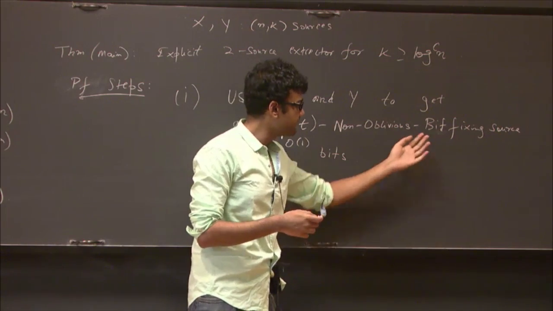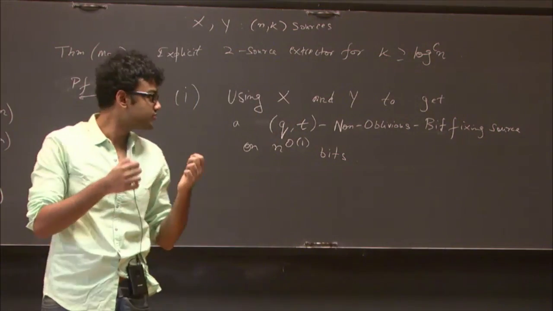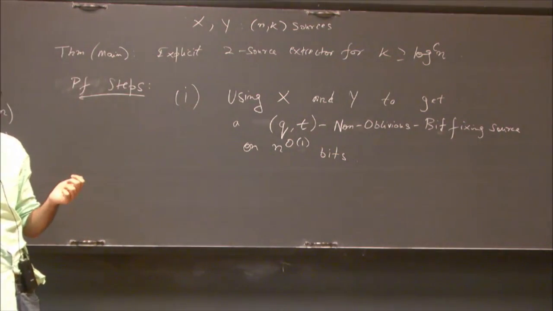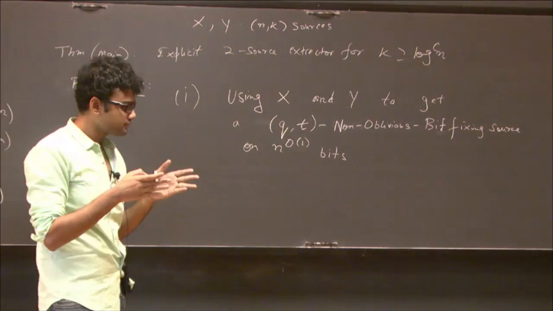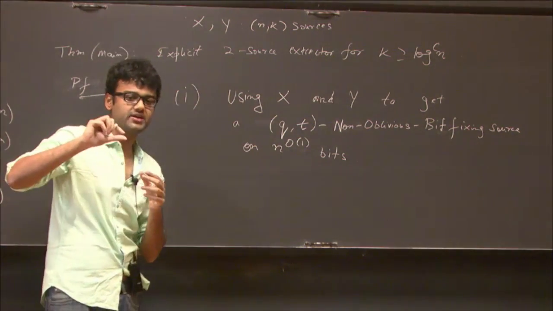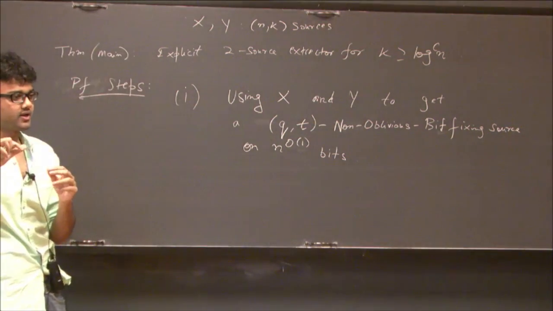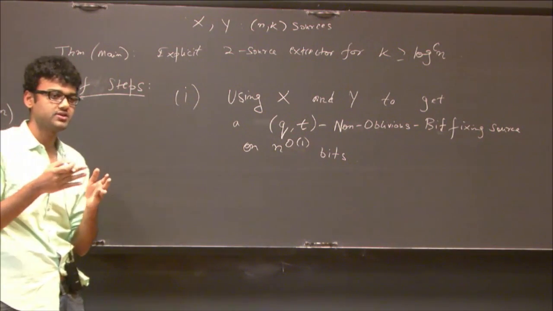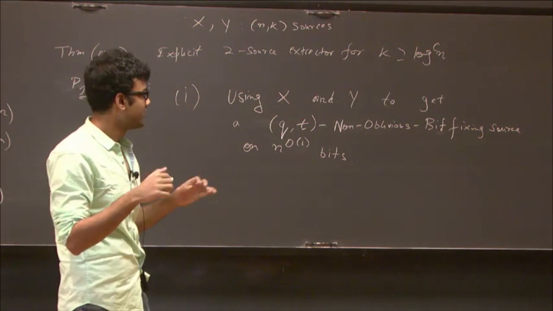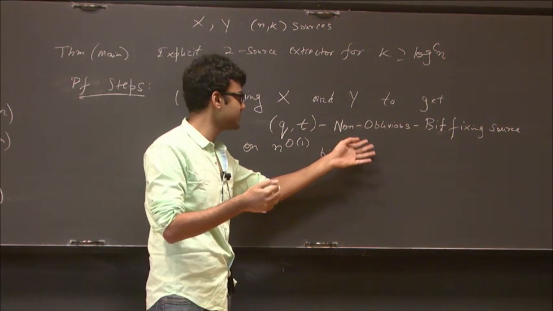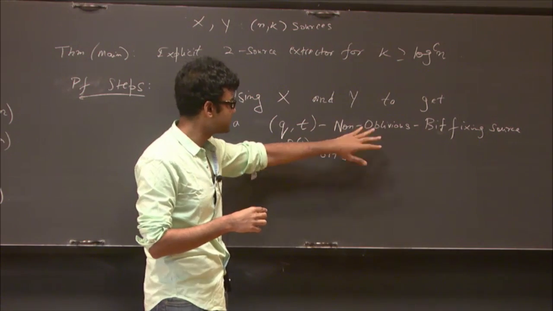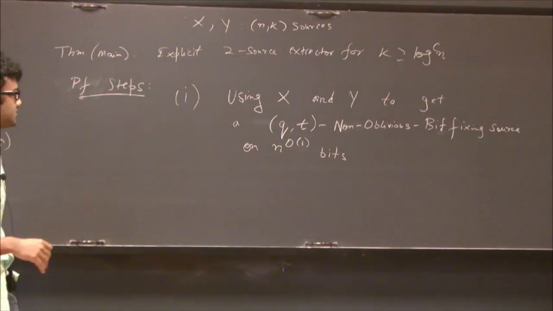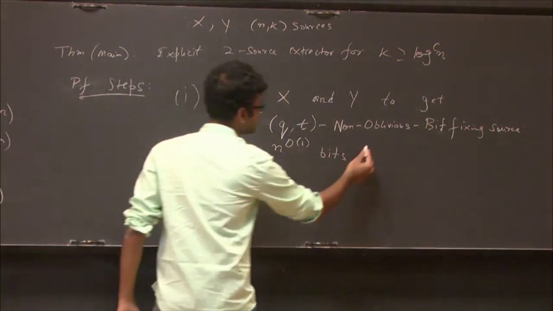Okay, informally a bit fixing source is a source on, say, I'm overloading n, so on n bits, such that it has a set of coordinates where each bit is independent and uniform, and the other coordinates may arbitrarily depend or not depend upon these good bits. But this is some kind of a generalization of these sources, and most of our talk will actually be designing extractors for these sources, so I'll get into this slightly later. And let's call this source Z.